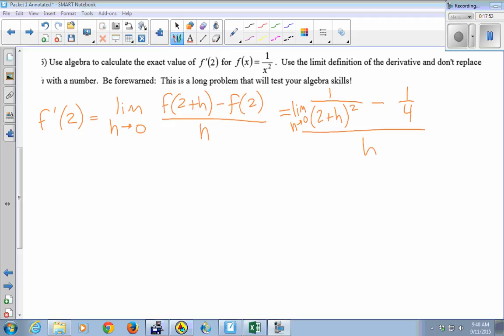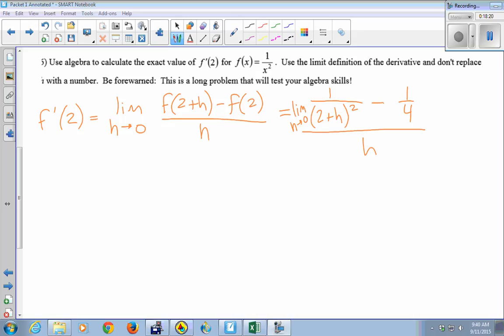Yes, correct. If I tried to plug in 0 right now for h, I would get a 4th minus a 4th, so I'd have 0 in my numerator. And then I'd put a 0 in the denominator, and I'd get 0 in the denominator. 0 over 0 is an indeterminate form. So when you get an indeterminate form, you just have to do more algebra, right? We want to try to manipulate this thing to be able to plug h equals 0 in.